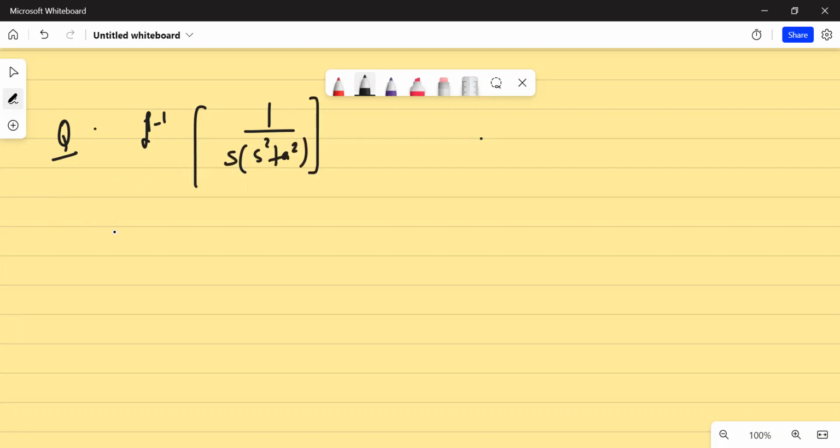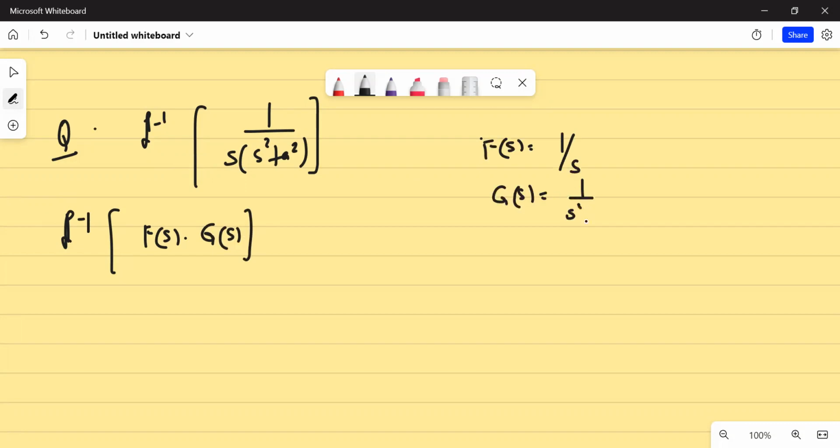So one of the ways can be to see that it is the Laplace inverse of F(s) into G(s), where F(s) is simply 1 upon s and G(s) is simply 1 upon s square plus a square. If you take the Laplace inverse of capital F(s), you will simply get 1. And if you take the Laplace inverse of G(s), you will simply get, I think, 1 upon a sine of at. Okay, so this is your Laplace inverse.